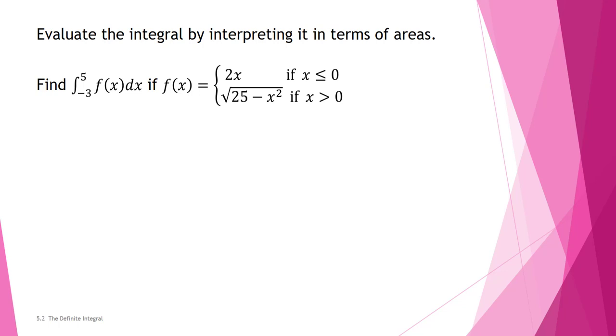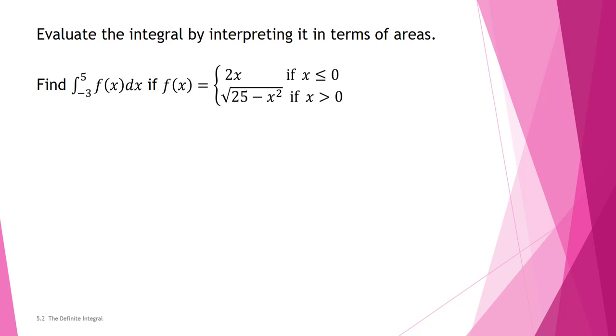Here's an example. We'd like to evaluate this integral by interpreting it in terms of areas. We want to find the integral from -3 to 5 of f of x dx, if f of x is the piecewise function defined by 2x if x is less than or equal to 0, and by the square root of 25 minus x squared if x is greater than 0.